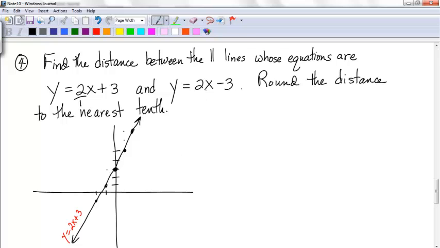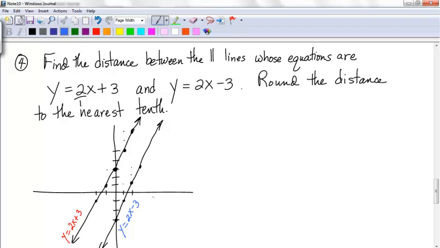Then graph the other one, y equals 2x minus 3. Graph the b value first. It goes through at negative 3. Slope still 2 over 1, so go up 2 and to the right 1, up 2 and to the right 1, and up 2 and to the right 1. They ought to look parallel, or close to it anyway, on your picture. And label that one, y equals 2x minus 3.